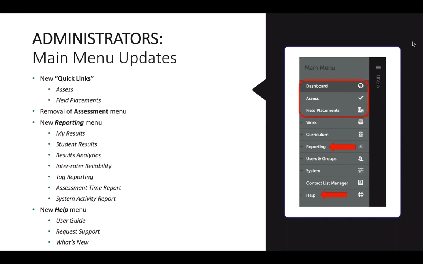For administrators, the new quick links include access to the assessment and field placement screens. Within the new reporting menu, administrators will have access to all of the reporting tools in Chalk and Wire. These include My Results, Student Results, Results Analytics, Iterator Reliability, Tag Reporting, Assessment Time Report, and System Activity Report. Just like with students and assessors, the Help menu allows administrators to access the user guide, request support from the support team, and review the recently added or enhanced features.